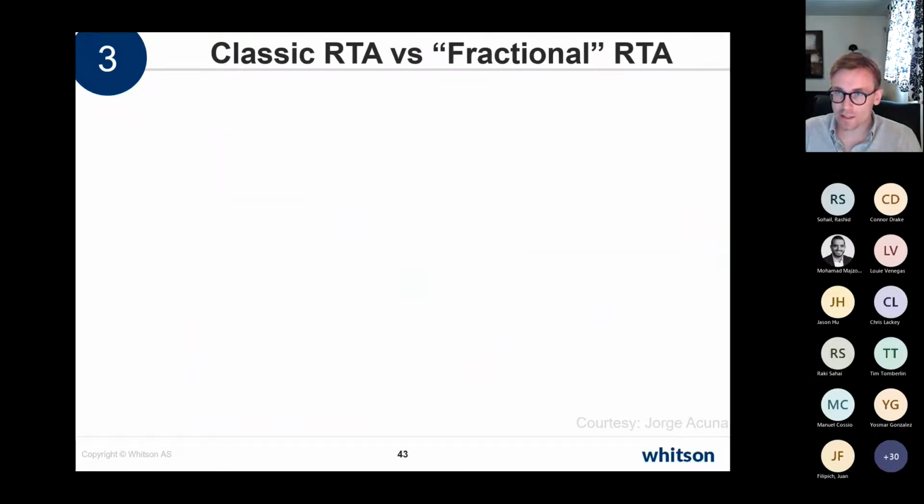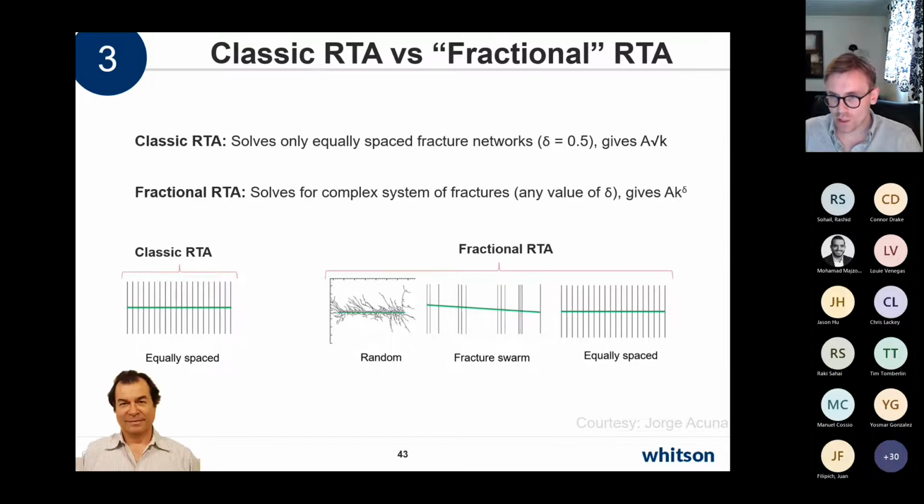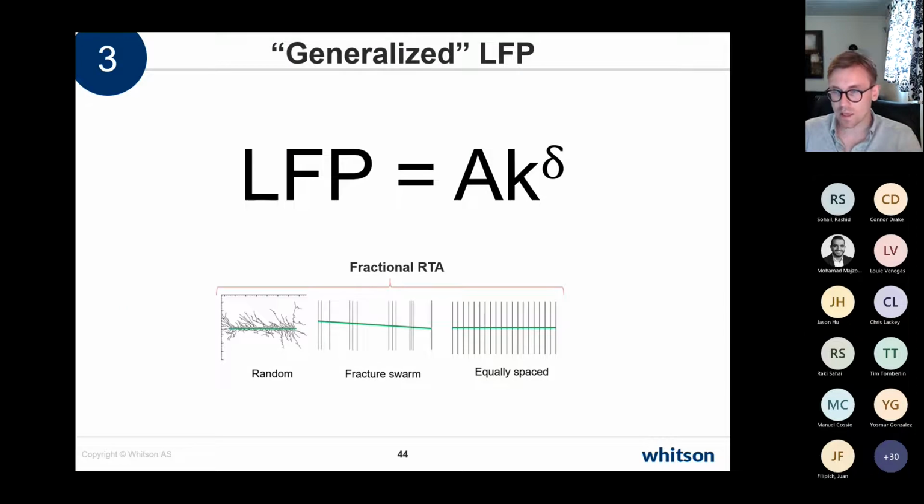So the difference between classical RTA and fractional RTA is that classical RTA solves for equally spaced fractures. So they give us an A root K. Okay, so that's just A K to the delta of 0.5. And then the fractional RTA solves for complex systems of fractures. So they give us the A K to the delta. So when the delta is 0.5, it's just a special case of a more generalized system. Okay. So when it comes to generalizing or resolving parameters, you're then resolving an LFP, where the LFP is your A K to the delta.